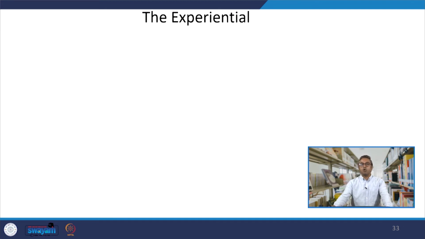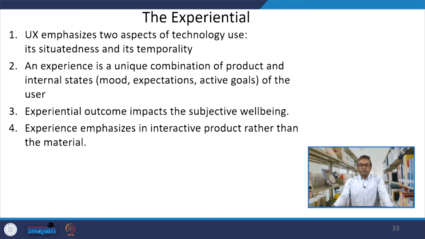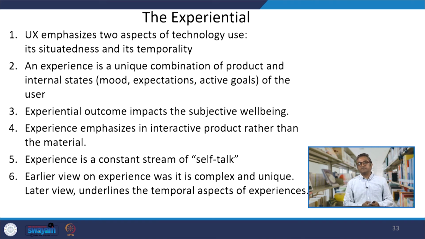The last component in this regard is the experiential component. User experience emphasizes two aspects of technology use: it is situated and temporal. Temporally, it is being used for a short period of time, and it is situated somewhere. User experience is a unique combination of the product and the internal state of the user, that is mood, expectation, active goal. Sometimes we are in a very happy mood, something good has happened, and with this internal state, when we are interacting with the system, it adds to a positive experience.